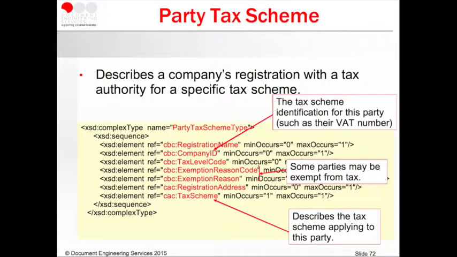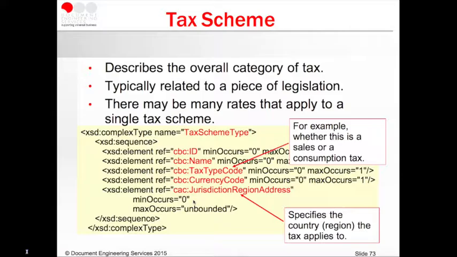So typically speaking, this would be the VAT identification number or whatever it's called in your country, how this company has been registered for tax. And this is the tax jurisdiction identification number. Equally, if the party is exempt, we need to explain that the party is exempt from tax. And then there is a further structure, tax scheme, that provides more detail about the specific tax categories that apply here. So let's have a look at tax scheme.